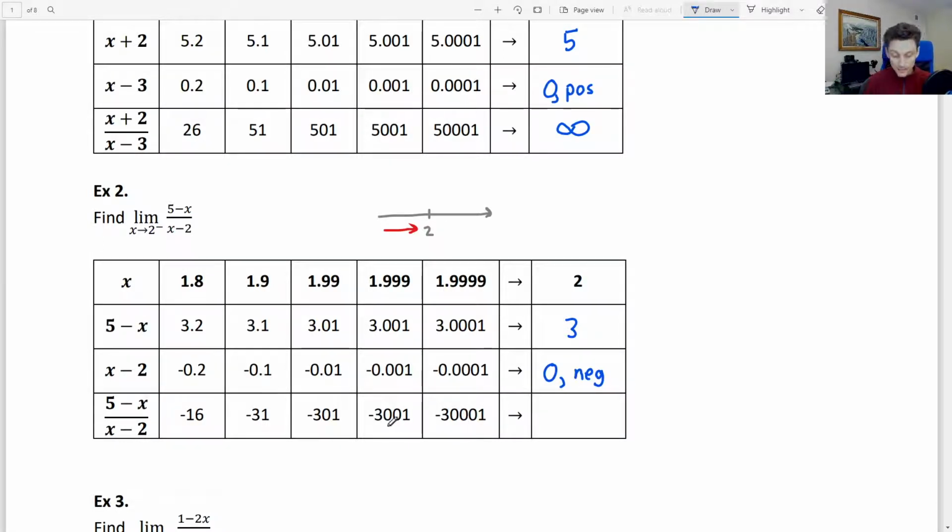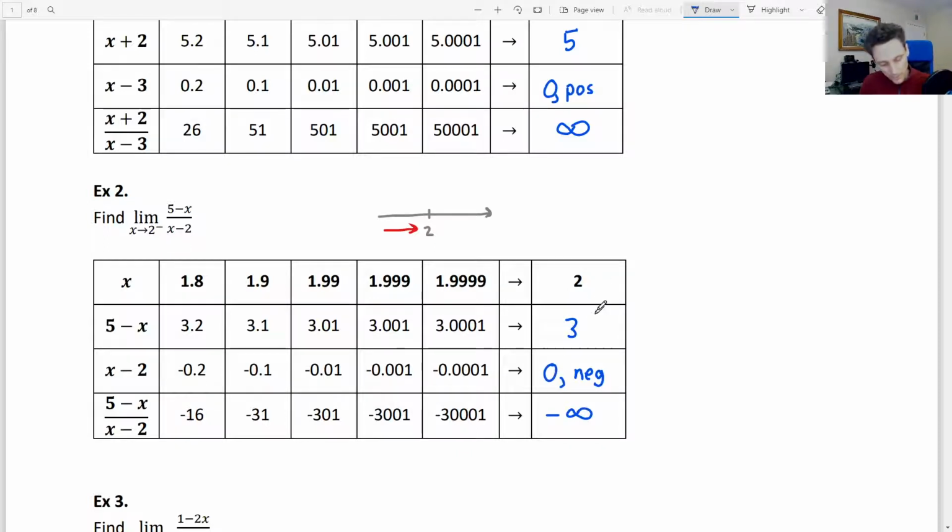So these overall numbers are going to be negative because the top is positive, the bottom is negative. And so what are the overall (5 minus x) over (x minus 2)'s approaching? Negative infinity. Yep, negative infinity. They're getting bigger in an absolute value sense, but they're all negative. So negative and then negative sort of big numbers, so negative infinity.